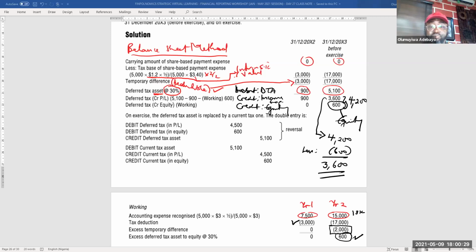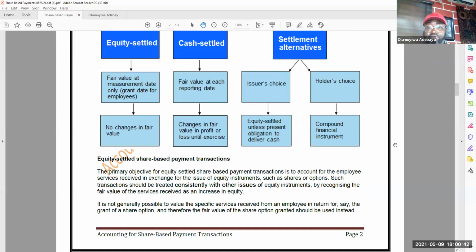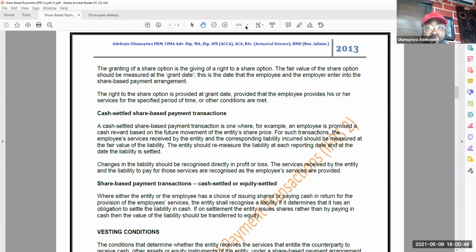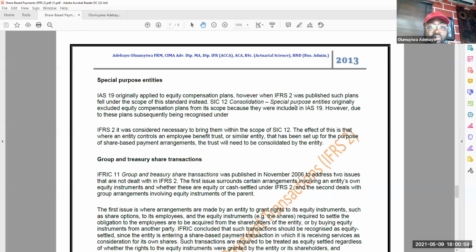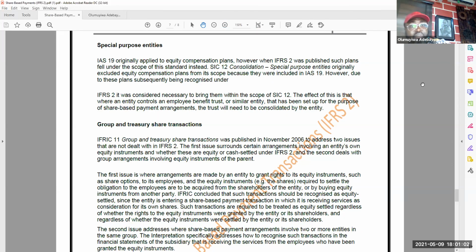Any other question? Okay, to wrap it up, we'll wrap it up with this discussion. I want someone to read this up for us and we'll wrap it up at that point. Special purpose entities, group and treasury share transactions, and we also now wrap it up with the disclosure. Who will volunteer? Anne, can you read it out for us?